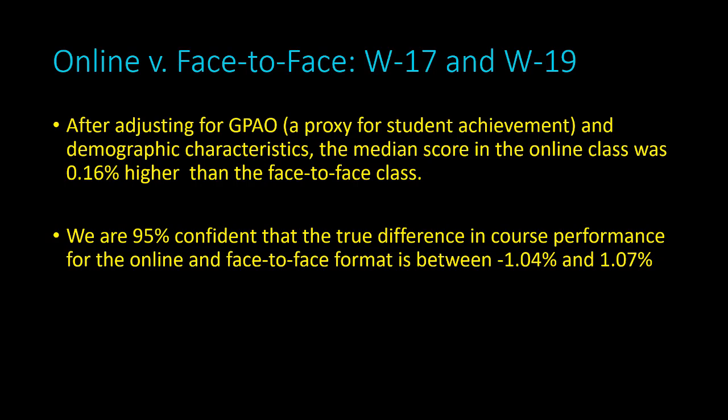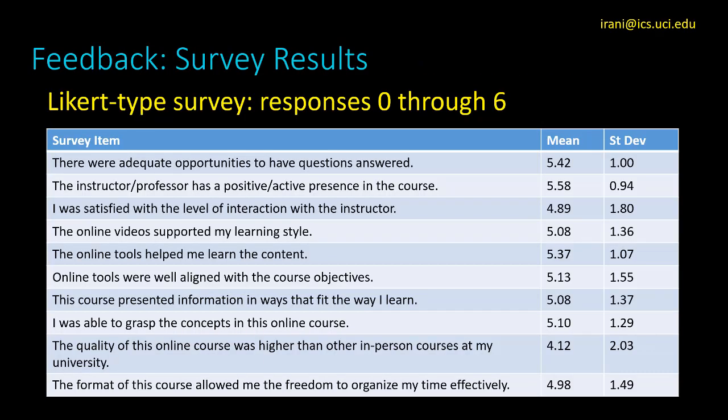This 0.16% isn't terribly significant, as the confidence intervals indicate that we're 95% confident that the true difference in course performance for the online and face-to-face format is between minus 1.04% and plus 1.07%. So we would view these results in the two offerings as basically comparable when adjusting for all of the other demographic characteristics.